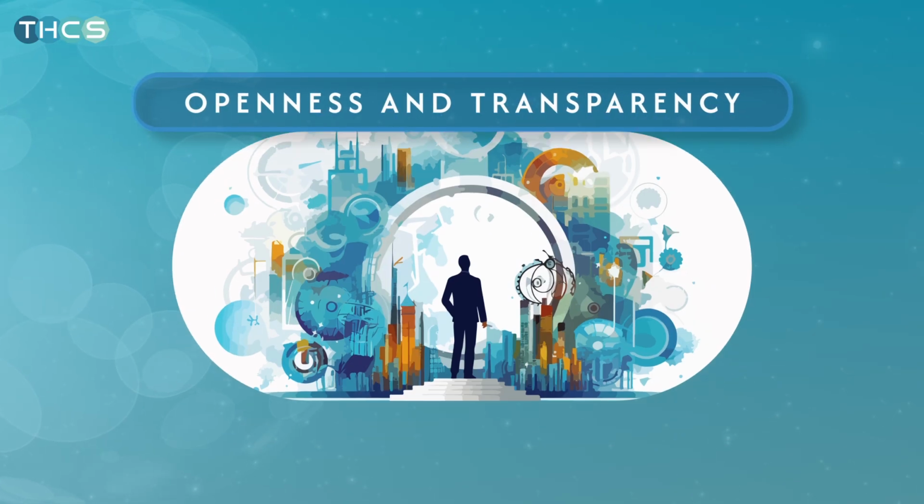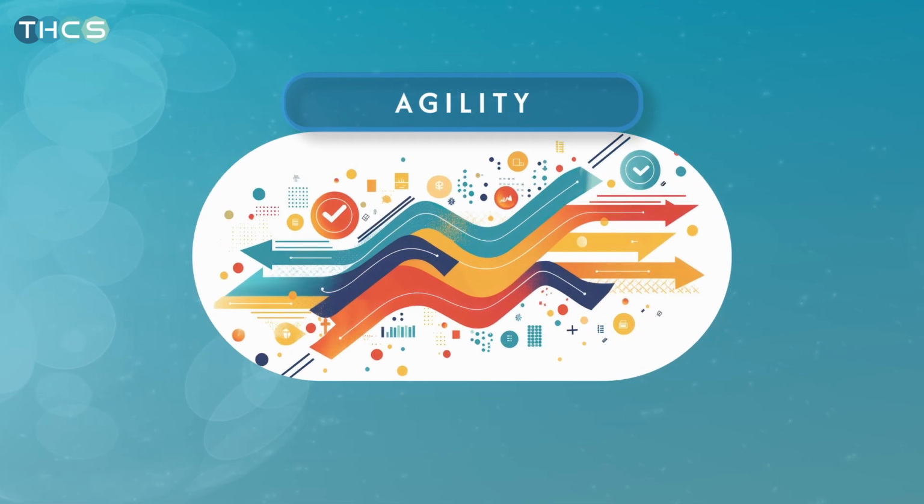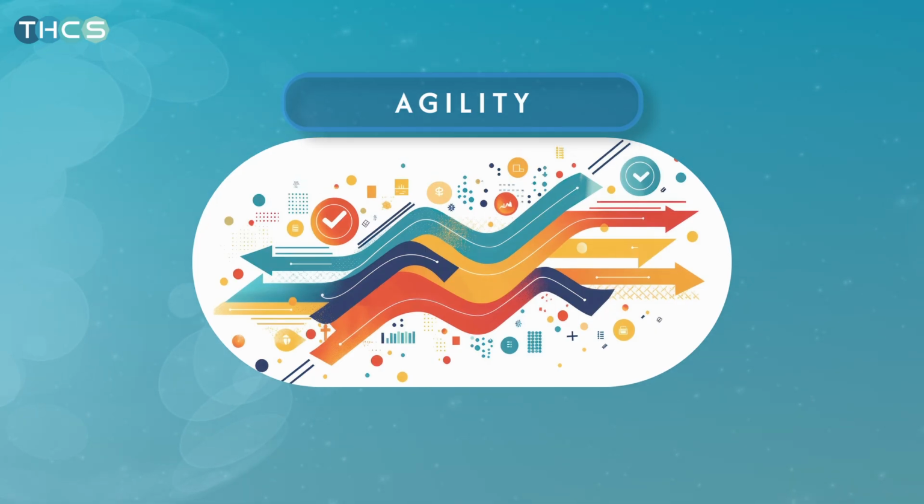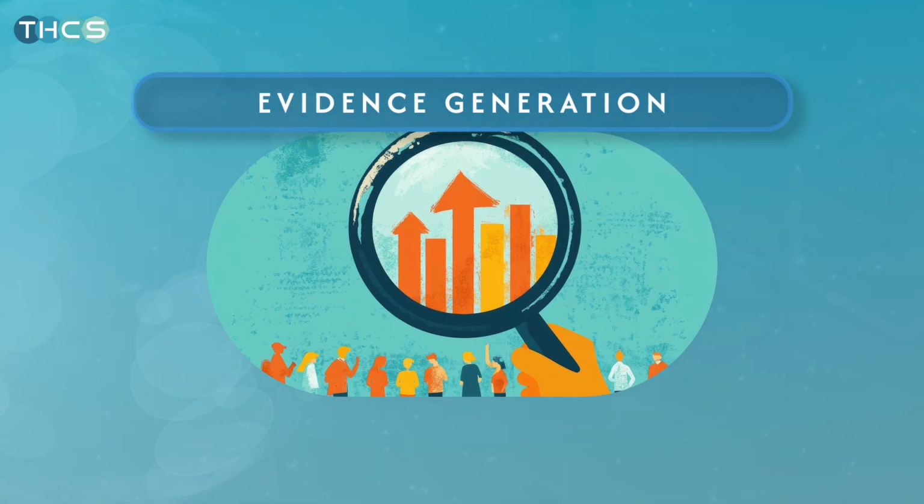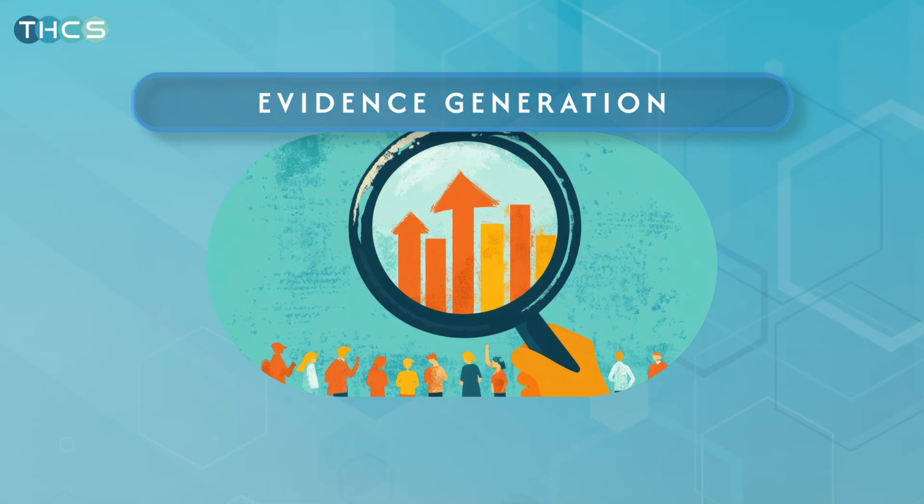Be open and transparent in sharing knowledge and evidence to build trust and accelerate adoption. Stay agile so you can adjust quickly to new challenges or findings. And finally, focus on evidence generation. By learning while implementing, you create knowledge that helps refine and improve solutions over time.